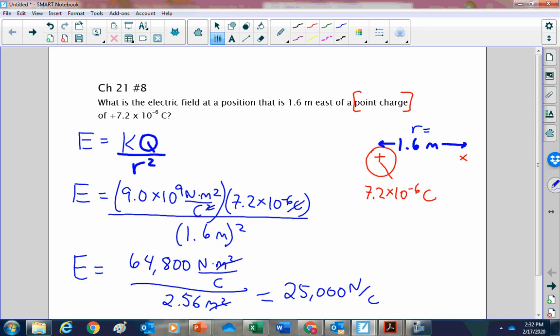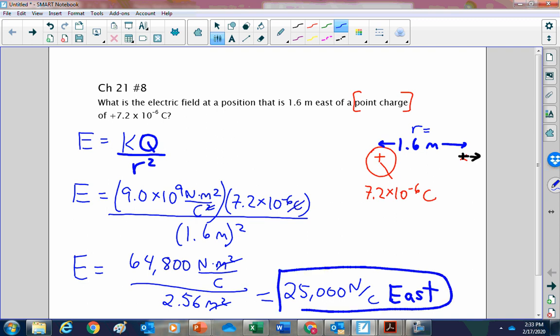Now that's the strength. And then if we were to stick with the book's definition of direction of an electric field, then I would define it based off of what a positive would be. So if I put a positive charge right here, which way would it want to go? Well, it would be repelled by my positive big Q, so the direction would also be east. So that's the direction I would put here, since it told me east. Now you could write to the right, but since they told me east in the original problem, I would also tend to write east. Okay?